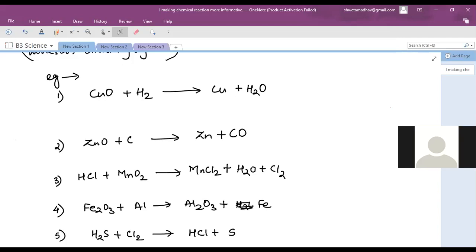Zinc oxide is reduced and carbon is oxidized. And zinc oxide is an oxidizing agent and carbon is reducing agent. Very good. Ayush, third one.